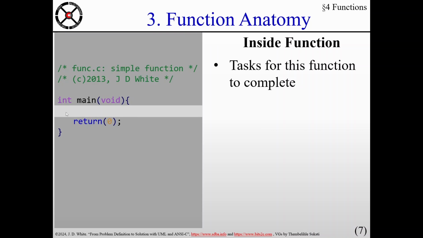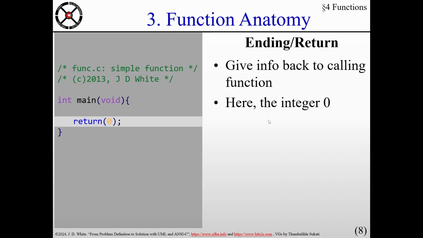Next, there are some lines in the middle which actually do the work. What is the function trying to do? What information is needed? All these lines will be in here. And finally, the last line of the function says go give control back to whoever called you, and this is the information I want you to give back.